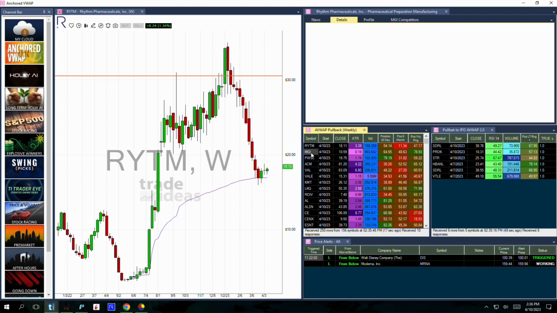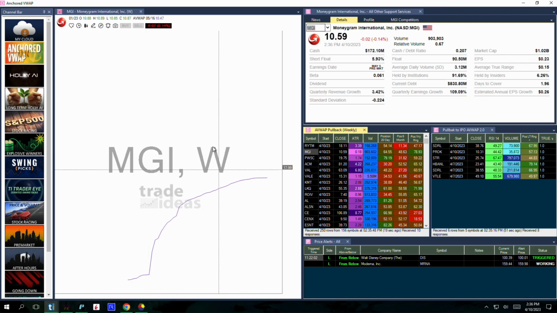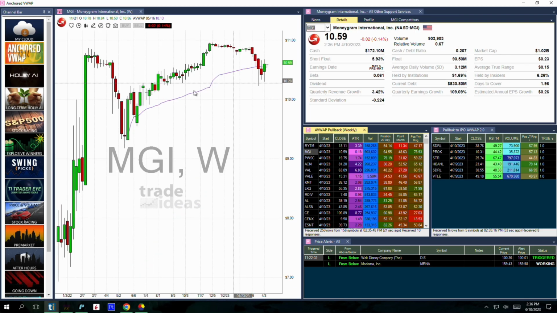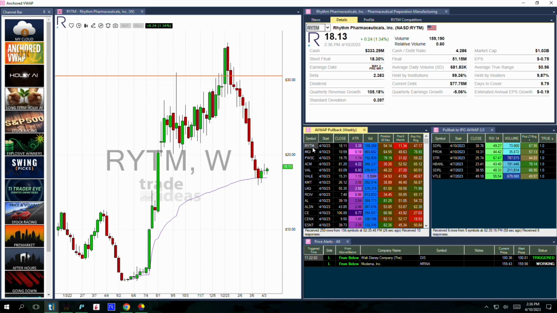And as I click through, you can see that this is the case for all of these. They're all kind of in this type of area. Now, it is sorted by the length of the VWAP. So how far away and how long it's been trading over the anchored VWAP. That's the natural sort right here. But at any time you can click through.